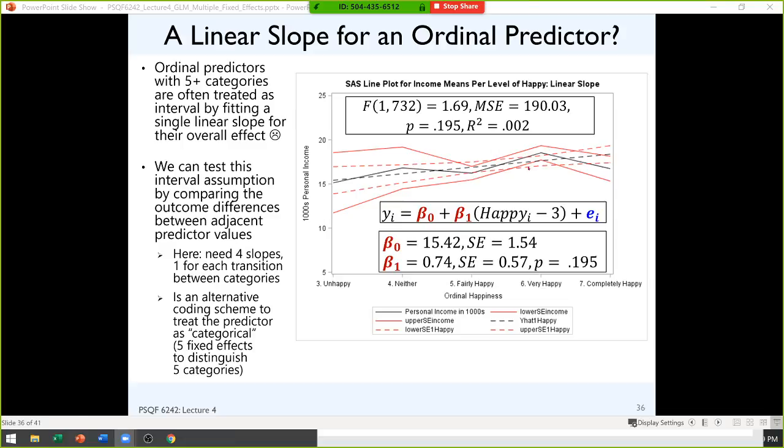So what if it were significant and I wanted to try and publish this result, that people who are more happy make more money? And reviewer 3 is not having it. Reviewer 3 wants to remind me that these are not numbers, and I shouldn't put a slope through something that's not numbers. So here's how I would answer them.